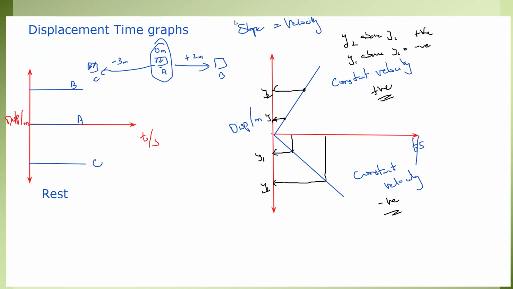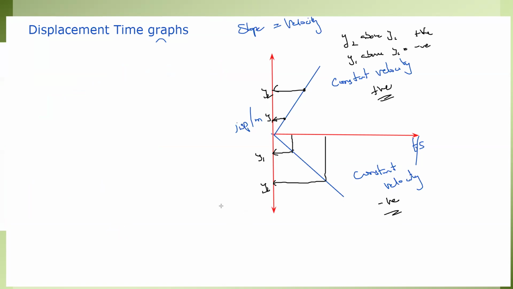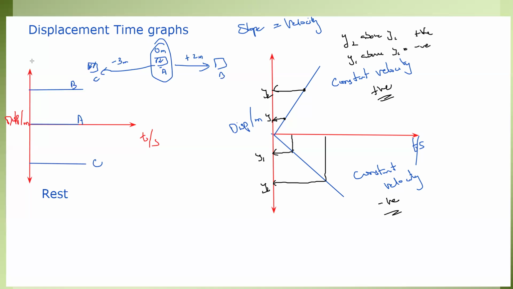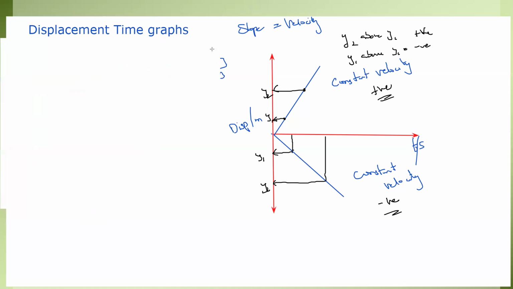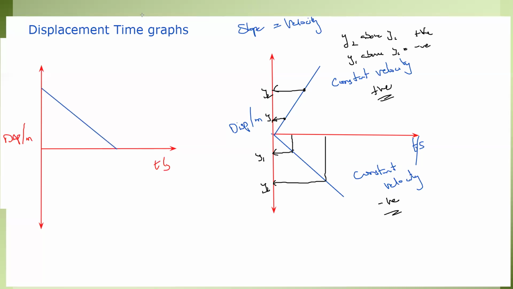Another example, if we have a displacement time graph and an object, it's a straight line, and it starts with the maximum displacement and then decreases. What can you say about the velocity here?